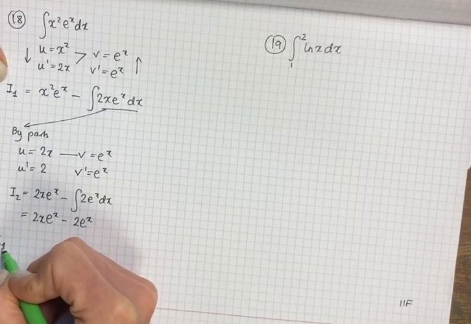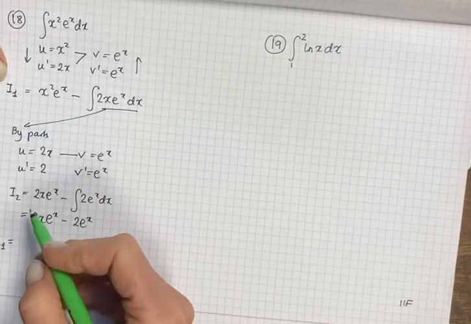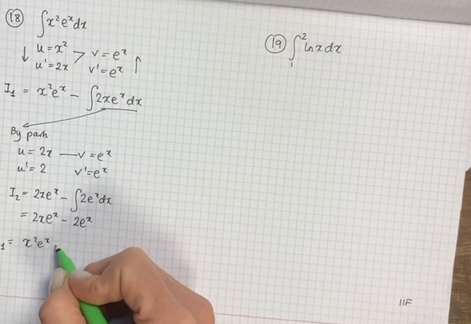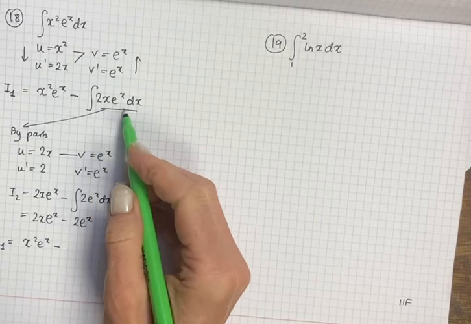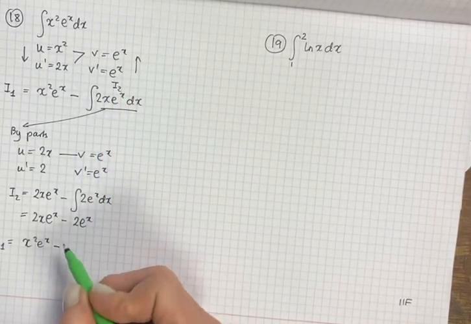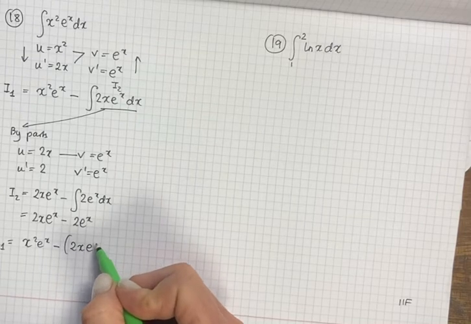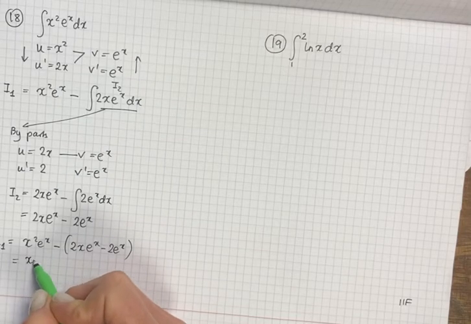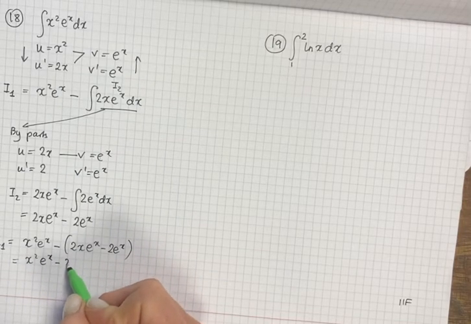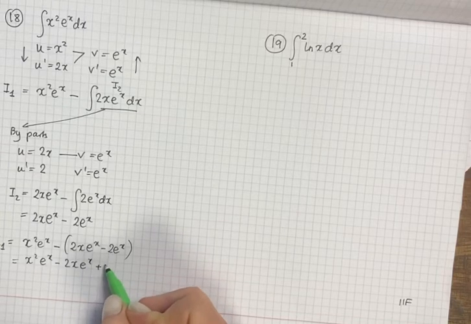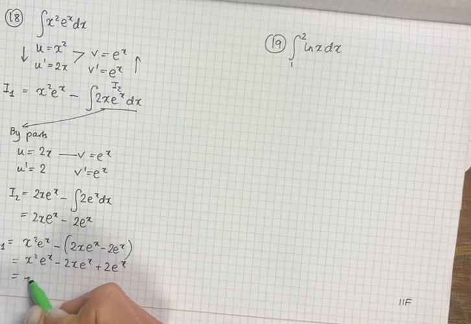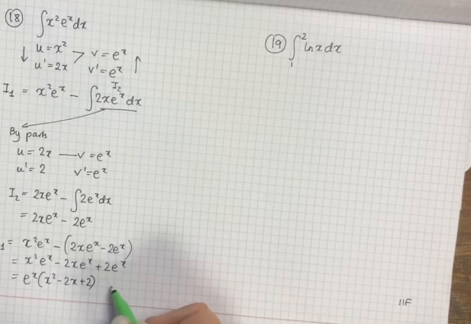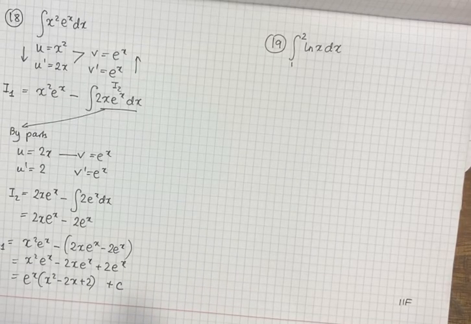So overall, we're looking for this integral. I called it I1. So it's x squared e to the power of x, minus, and then this here is our I2. So I need to surround it with brackets so I don't make any mistakes with negatives. Expand it, and you could factorize e perhaps, or leave it as it is. I'll factorize e's just so you can see what it looks like. So e to the power of x, and you've got x squared minus 2x plus 2 in brackets, and don't forget plus c at the end.